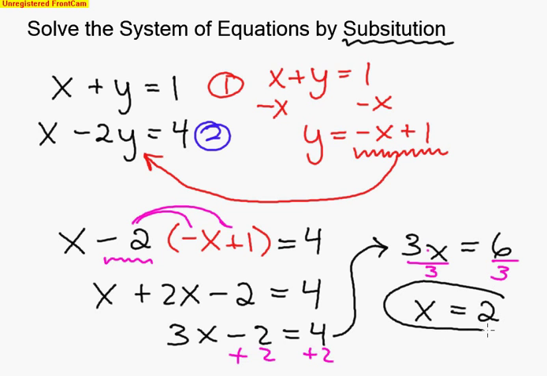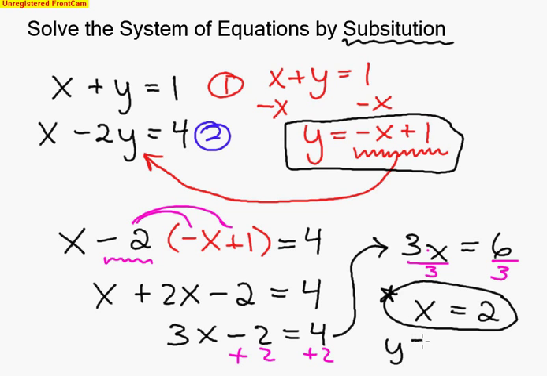Now, this is just one piece of our solution. If we watched the video about graphing, we know that we are going to have an ordered pair for our solution. An ordered pair has an x-coordinate and a y-coordinate. So now we are going to take this x value and put it back into what we had substituted for y. So we have y equals the opposite of x plus 1, and negative 2 plus 1 is negative 1.